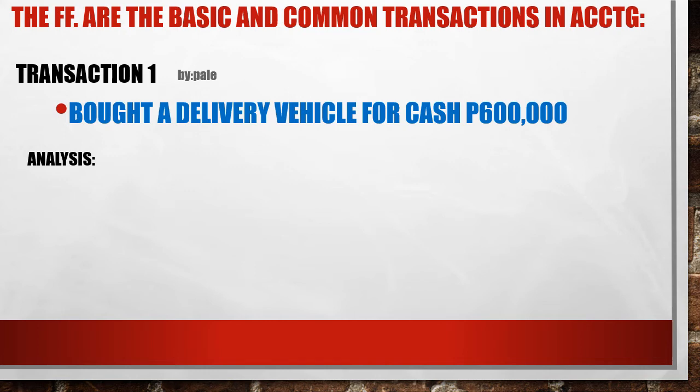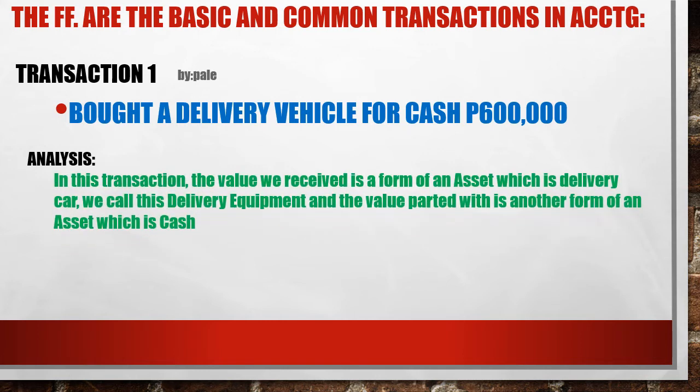The question is, what did we receive? What did we forgo? So what is our debit and what is our credit? So in transaction 1, what did we receive? We bought a delivery vehicle for cash. So we received the vehicle, the delivery vehicle. What did we forgo? What did we lose? It's cash. So in this transaction, the value we receive is a form of an asset, which is delivery car. So we will call this as delivery equipment. And the value parted with is another form of an asset, which is cash.